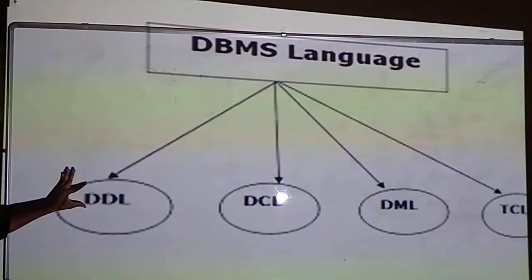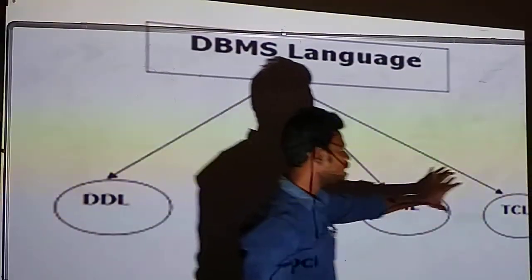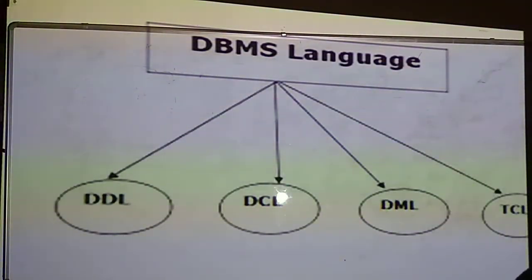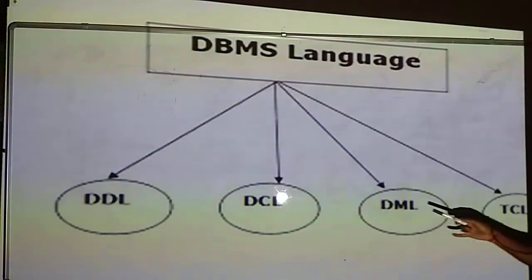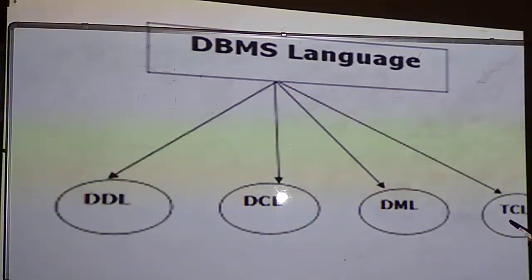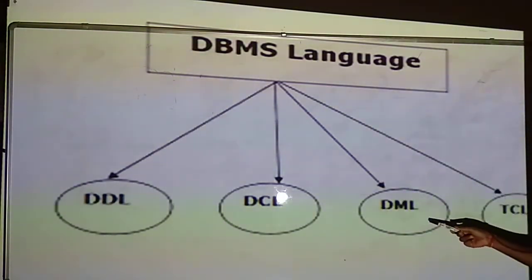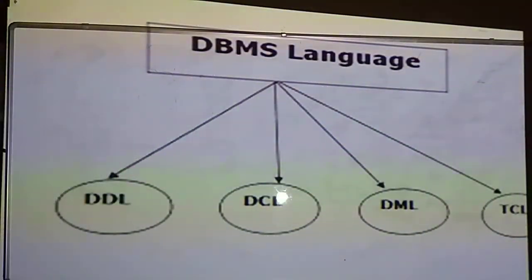I hope it is clear to you. This is DDL, this is DCL, DML and TCL. Their full forms are: data definition language, data control language, data manipulation language and transaction control language. I will repeat it once again: data definition language, data control language, data manipulation language and transaction control language. Now let me discuss them one by one.